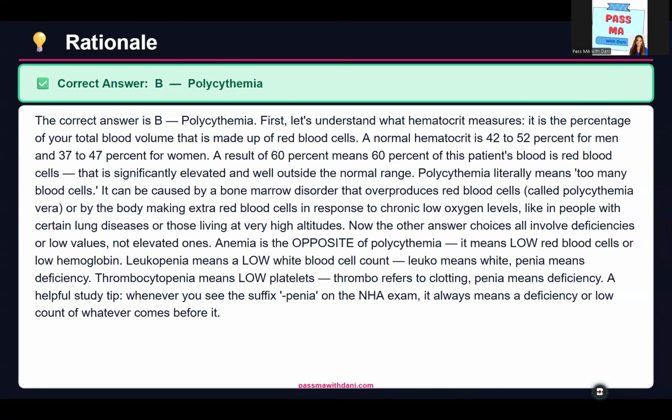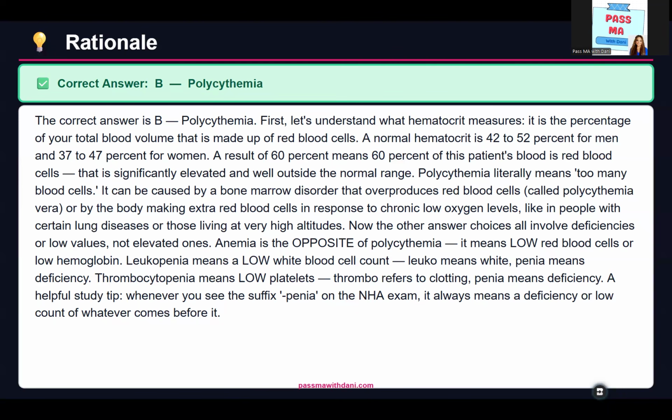Now let's take a look and understand what hematocrit means. This is the percentage of your total blood volume that's made up of your red blood cells. So a normal hematocrit is about 42 to 52% for men and about 37 to 47% for women. So a result of a hematocrit being 60%, whether it's male or female, means that this patient's red blood cells are significantly elevated and outside of the normal range. When you think of the term polycythemia, this means too many blood cells.